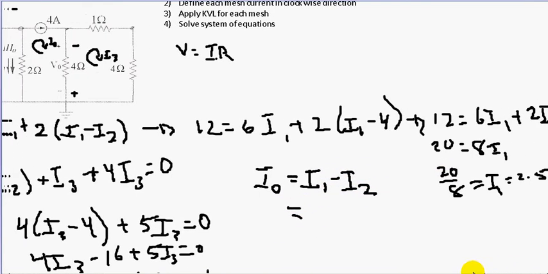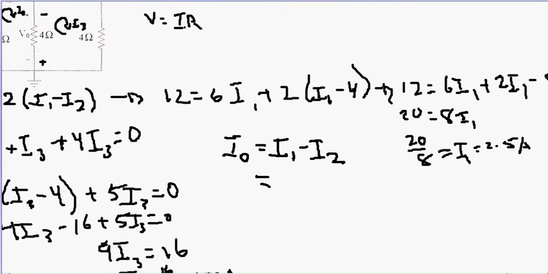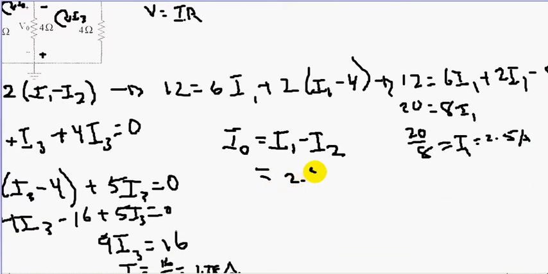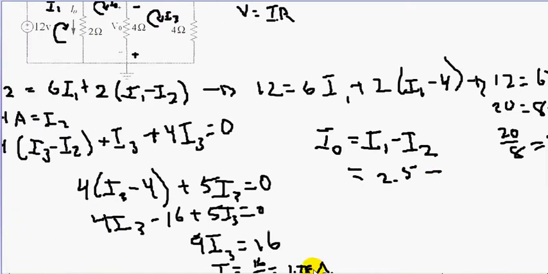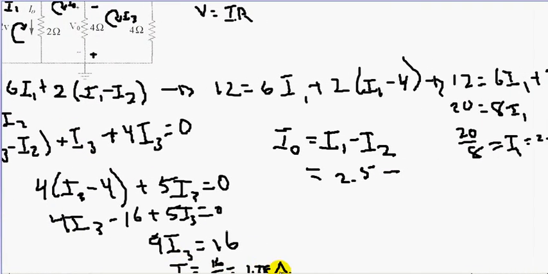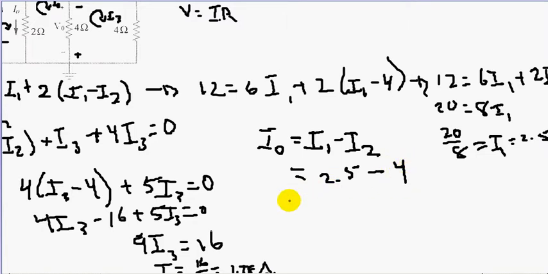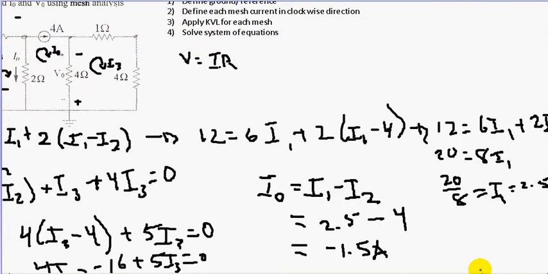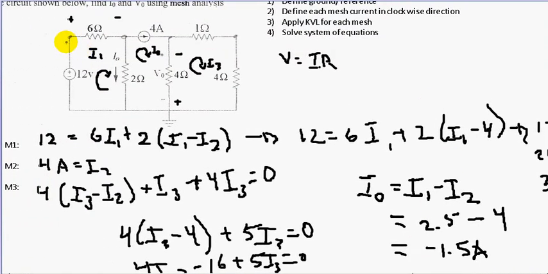And what does that equal to? What do we have as mesh 1? 2.5 amps. 2.5 minus I2, which is 4 amps. We have 2.5 minus 4, negative 1.5 amps. Okay, so I/O is negative 1.5 amps going through this 2 ohm resistor.